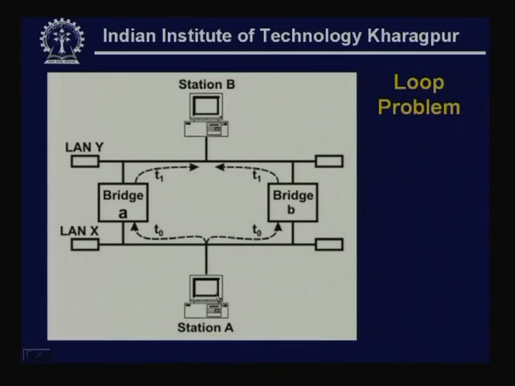So a frame sent by station A goes to bridge B, goes to LAN Y, then it is forwarded by bridge A, again it is forwarded by bridge B. So in this way looping arises. A frame can indefinitely keep on looping in the two networks before being delivered. This is the typical loop problem, and we have to avoid that loop problem.